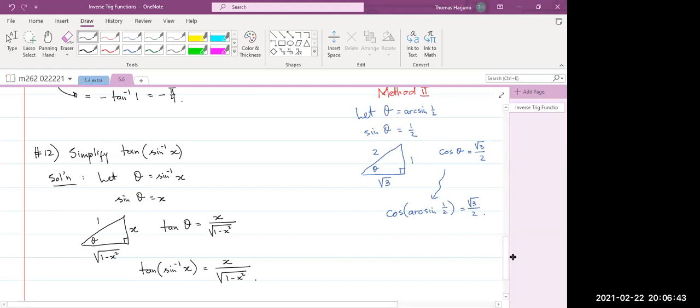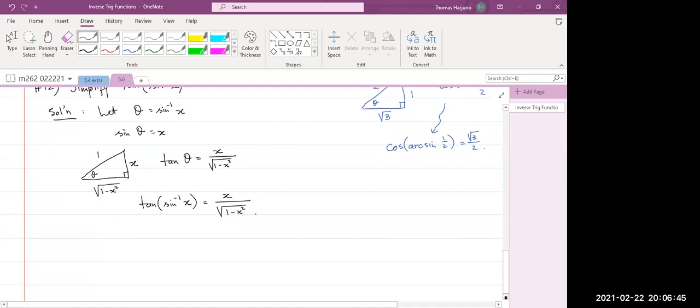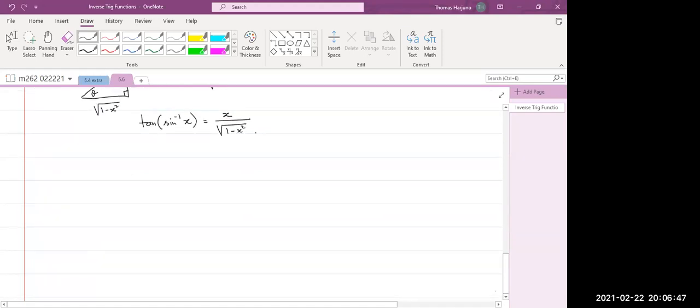Now, from here, a little bit more before we get into the derivative and integral. A little bit more. It's still review from trigonometry. Number 10, for example. Compute cosine of tangent inverse 2 plus tangent inverse 3.